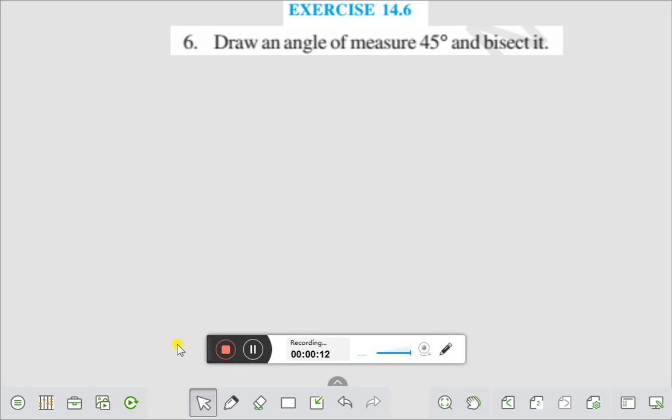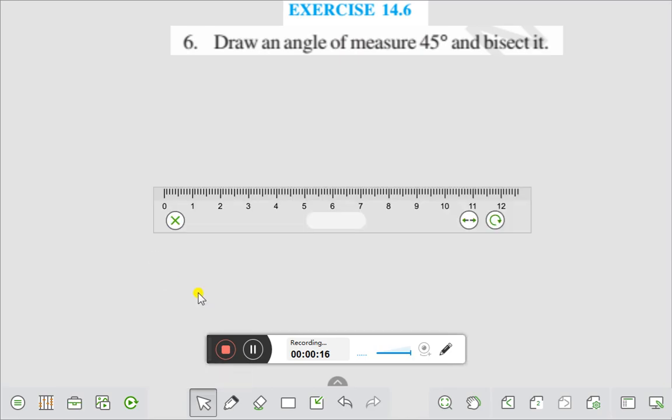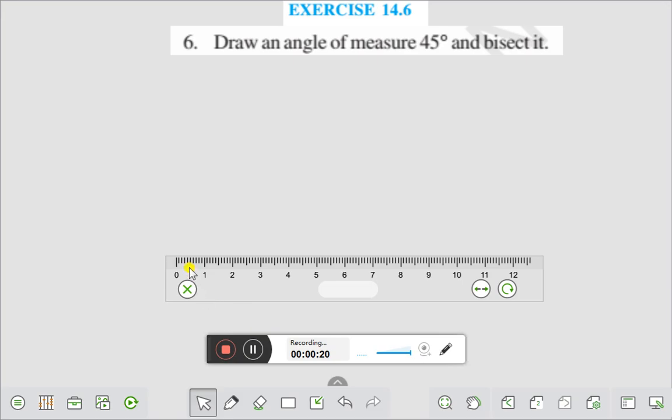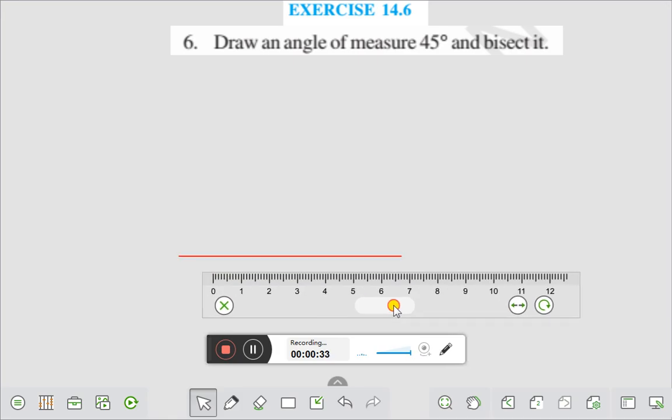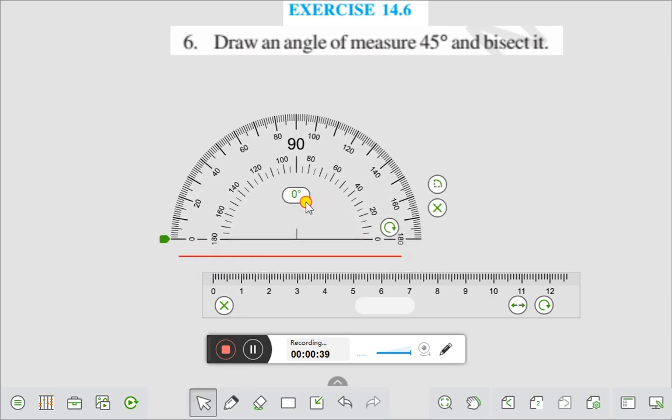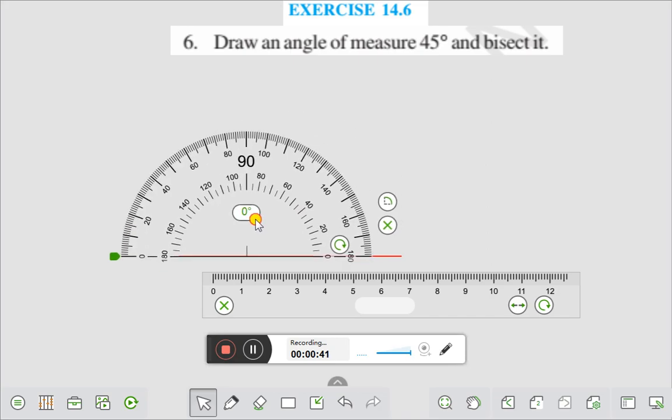First of all, let us take a ruler. Now draw a line. Right, you have drawn a line. Then take a measure of a 45 degree angle with the help of a protractor. We are taking 45 degrees. Here you see this is our protractor.